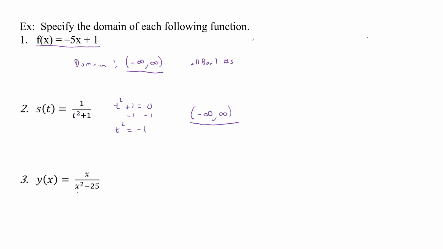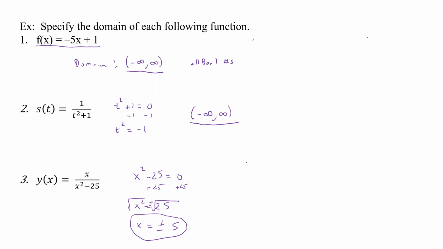But in this one, we could hit a 0. And so what we do is we set that x squared minus 25 equal to 0. We add 25, and so x squared is equal to 25. Now what we're going to do is take plus or minus the square root of that. And so x equals plus or minus 5. Those are the values we have to exclude.